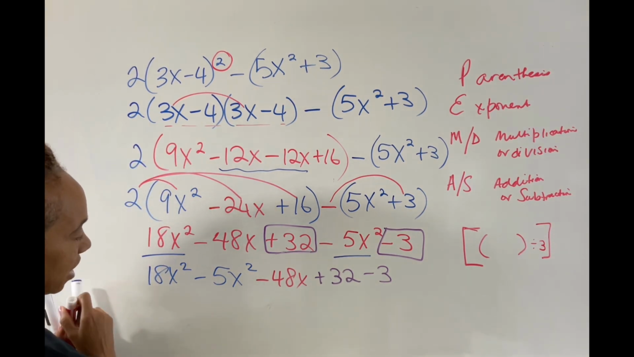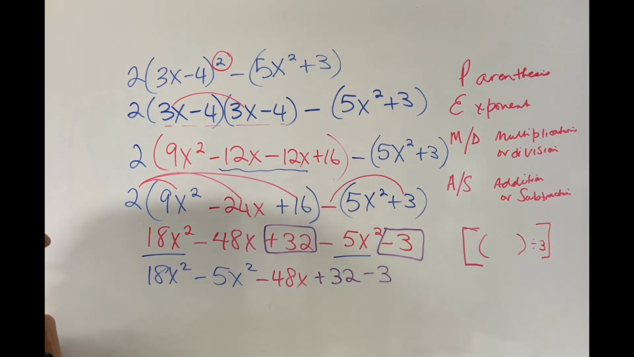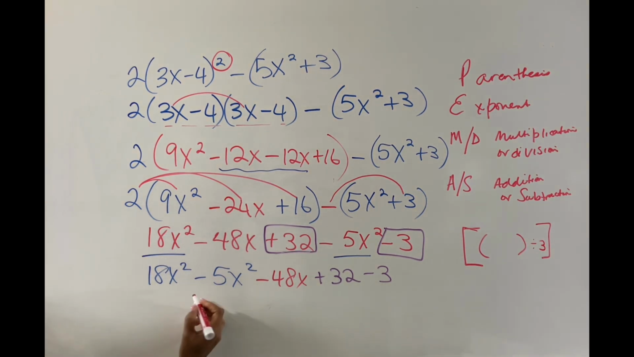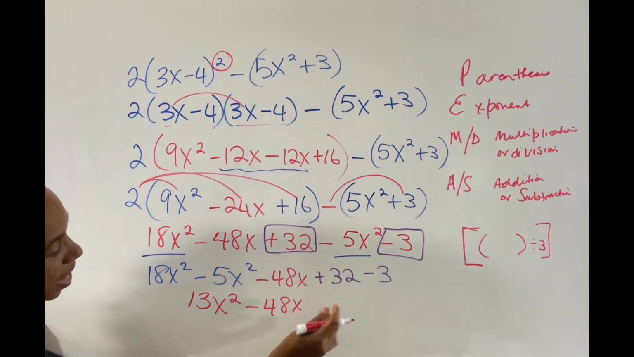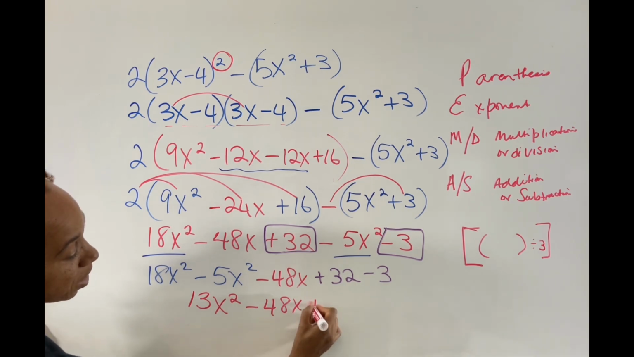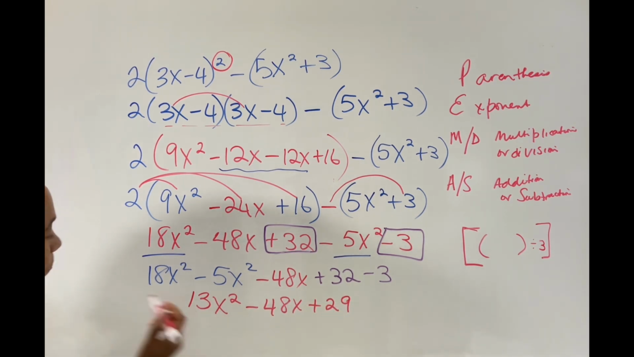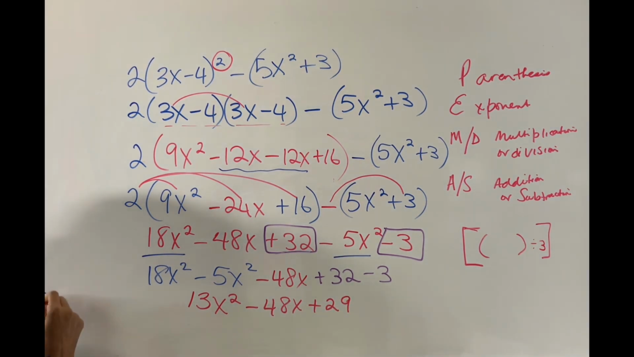We have 18x squared minus 5x squared. That is going to give you 13x to the second power minus 40x squared, and this is going to give you plus 29. And that is your final answer.